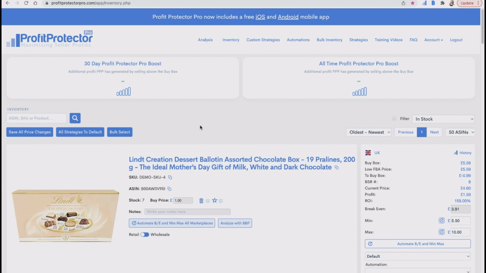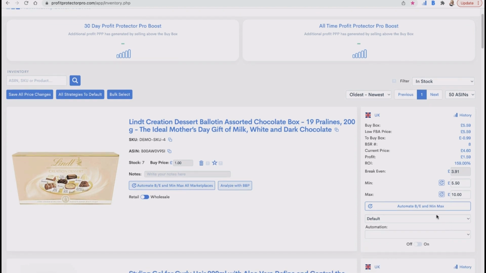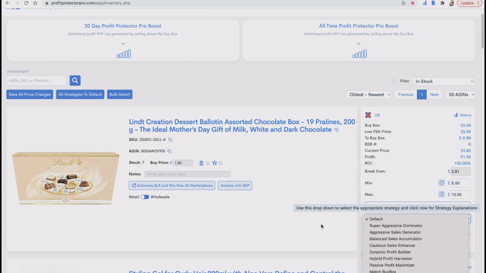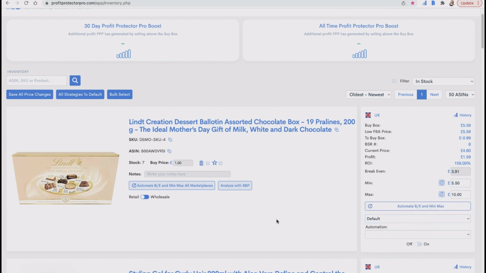Profit Protector Pro will then work between that minimum and that maximum with the selling strategy that you've applied to it. So they're the things you have to apply to make Profit Protector Pro work. A minimum, which you can see is here, a maximum, and a strategy, which here is just a default strategy, but here are all the list of strategies. And obviously you need to make sure you switch repricing on as well. So they're the four things you have to do if your boss gets you involved in their Profit Protector Pro account. You have to make sure it's got a minimum, a maximum, a strategy, and it's switched on.